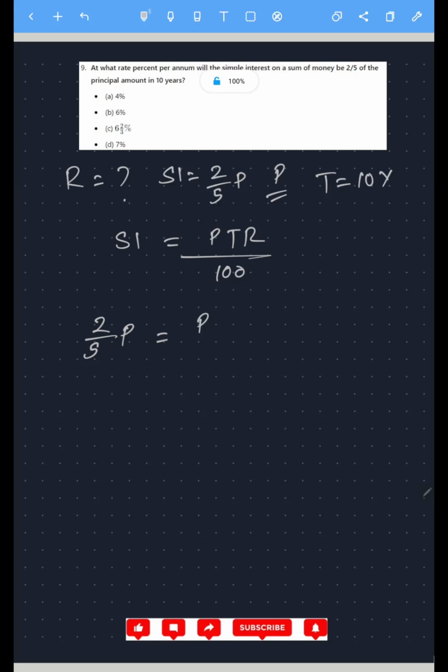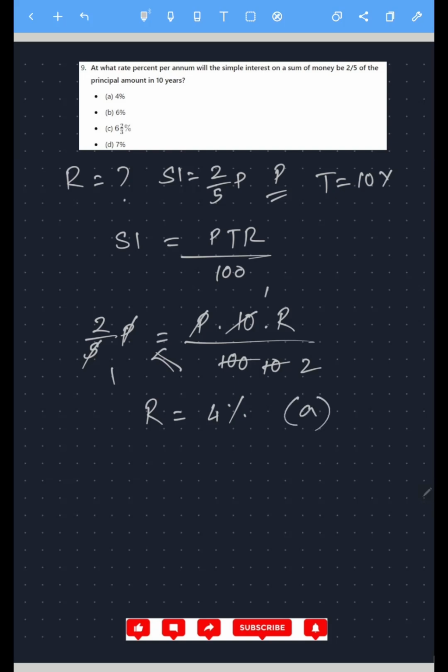Principal we are assuming P, and the time is 10 years, and the rate of return is what we have to find out, and that is upon 100. So this is 10 ones, 10 tens, 5 ones, 5 twos, cross multiply. Before that principal also cancelled, so we have only rate is equal to cross multiplication, say 4%, which is your option A.